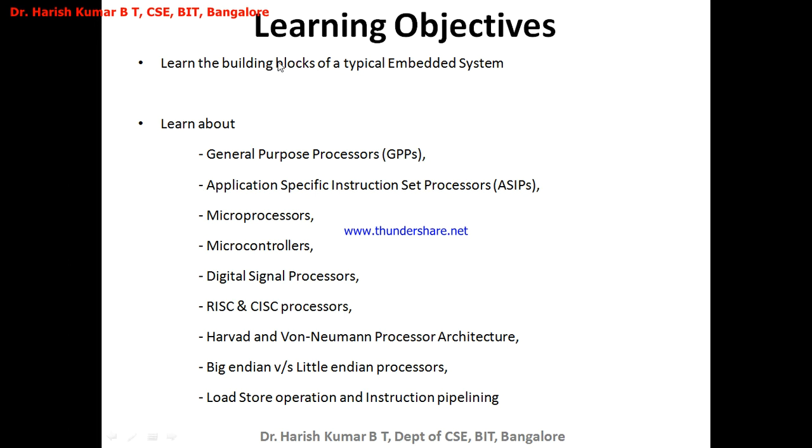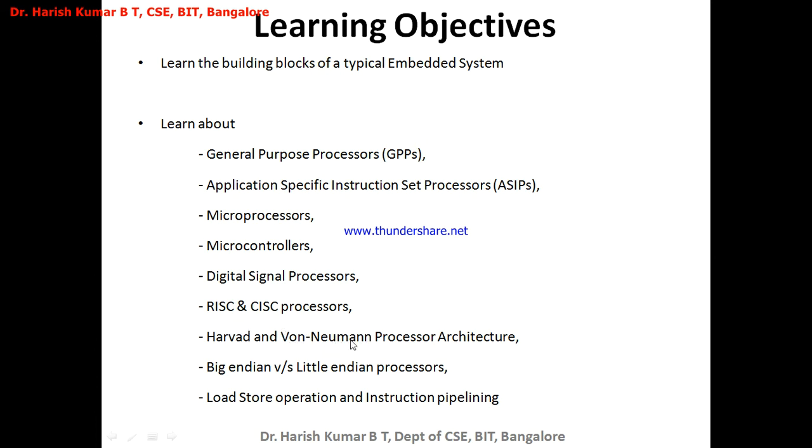In general, when I say core, all these things are cores. Inside an embedded system, you can use a general purpose processor, abbreviated as GPP, and then an application specific instruction set processor, which is designed to execute a specific application. And then the microprocessor, microcontroller, and, as I told you, the digital signal processor. And again you can have the CISC processor and the RISC processor, two types of architecture.